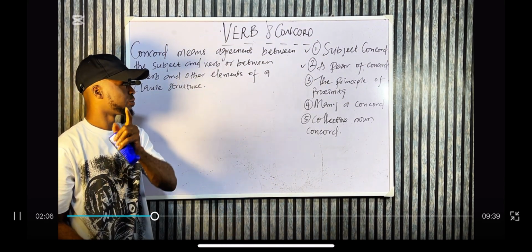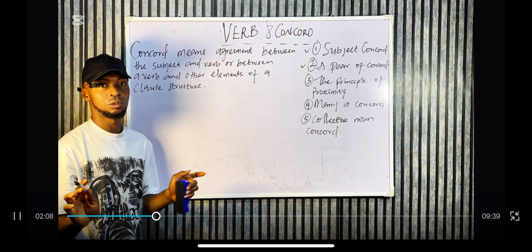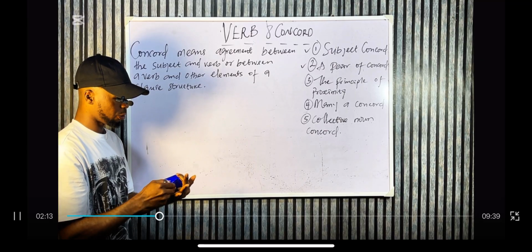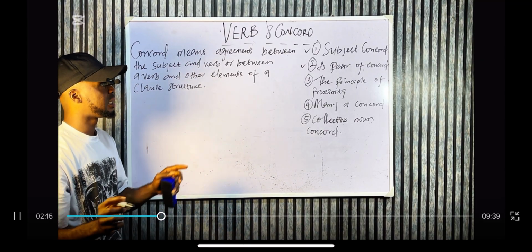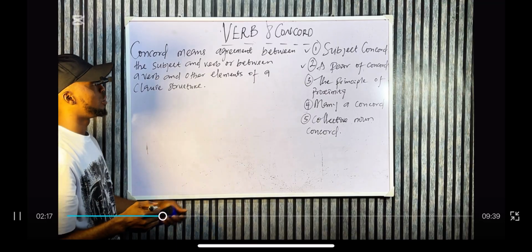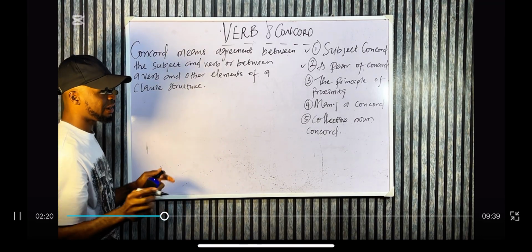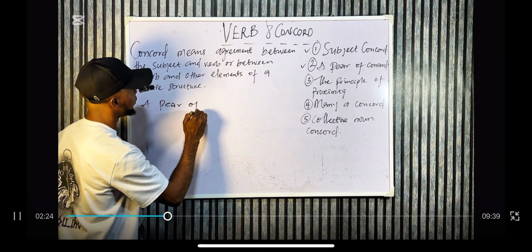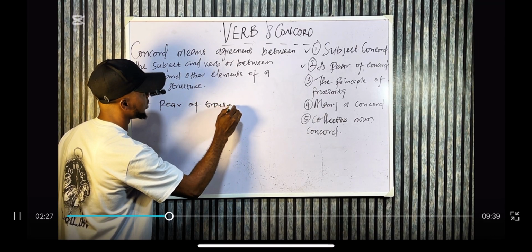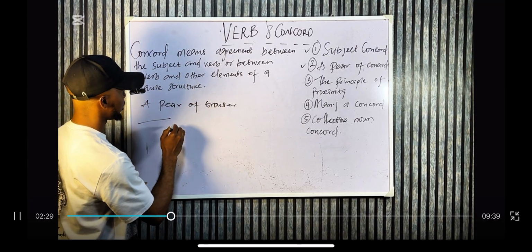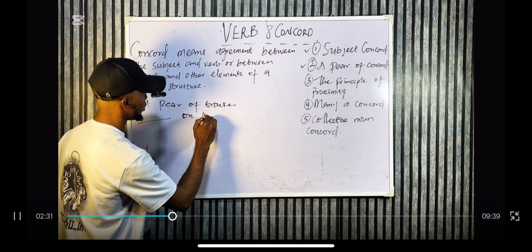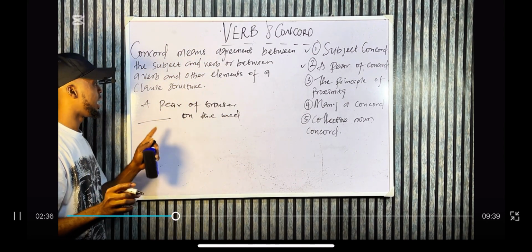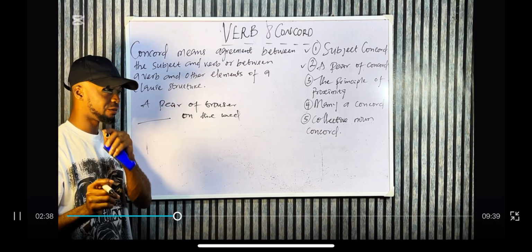Please, whatever I'm telling you, it stands. There is no exception to it. Wherever you find it, for the benefit of those writing JAMB, if you find it in your question, know that it is like that. The number 2 says a pair of concord. Whenever you see a pair of, maybe "a pair of trouser dash on the bed", the rule says anywhere you see a pair of, the verb must be a singular verb.